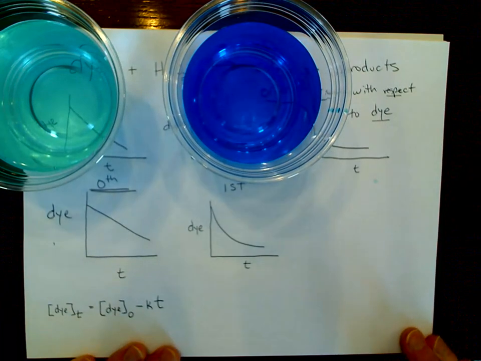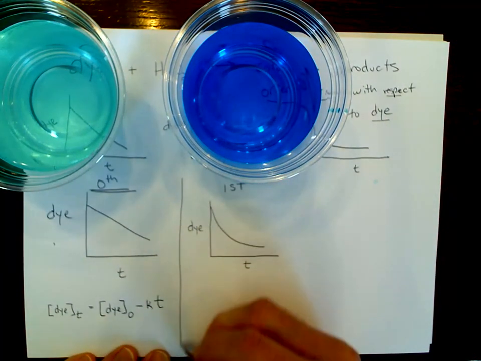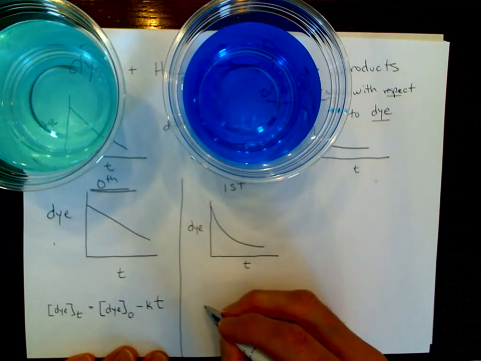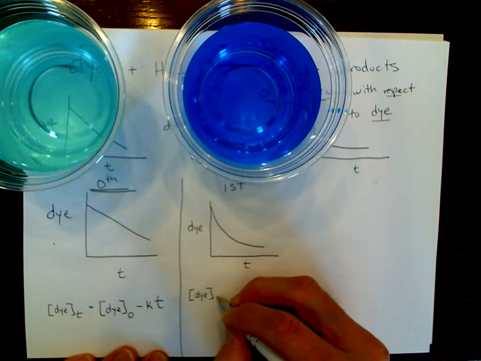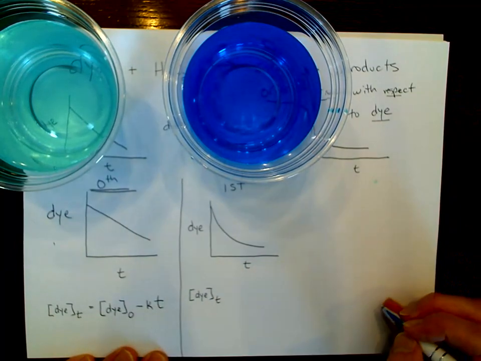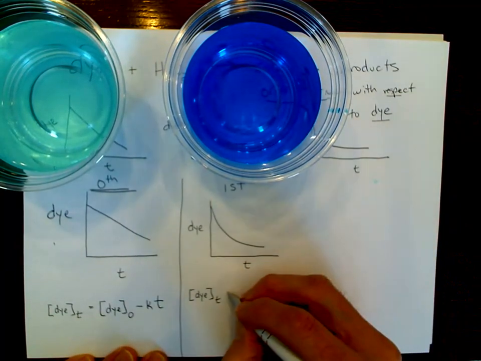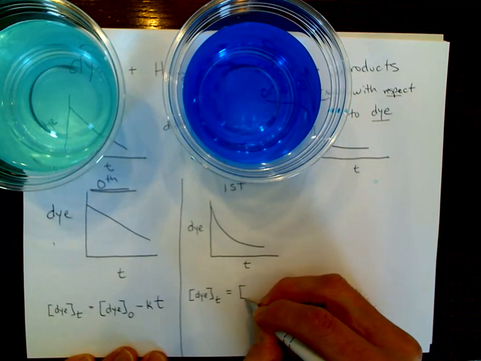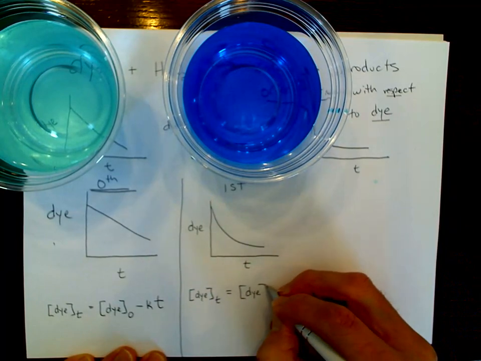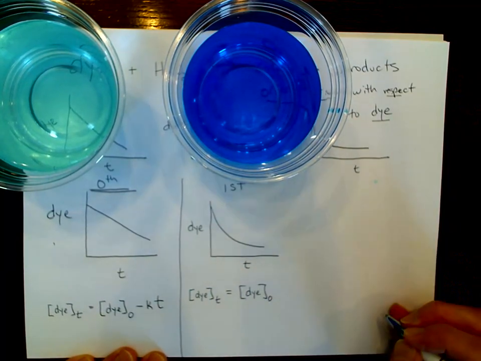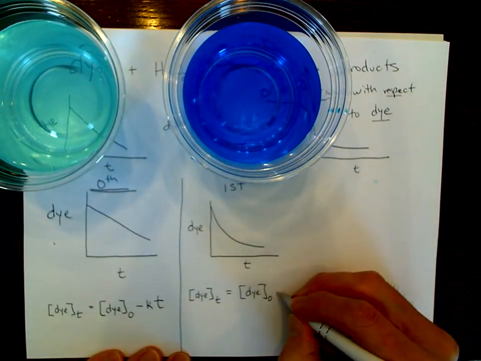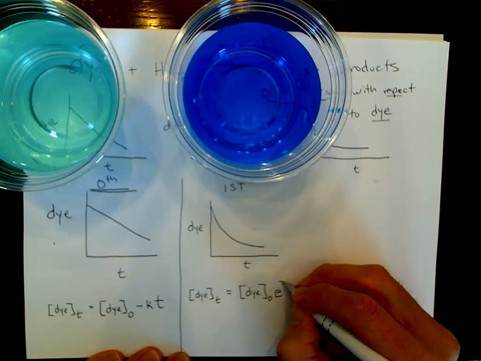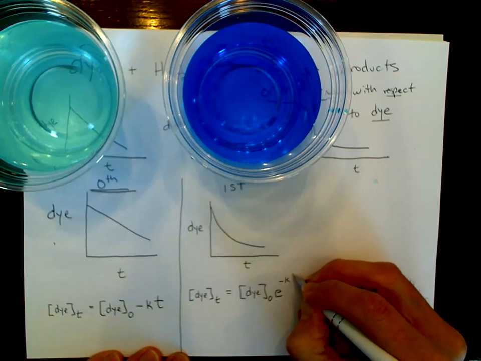If we were monitoring this and it was first order, we would get an equation that looked like this. The concentration of the dye at some time t later on, after we added the drop, after we started the reaction, would be equal to the concentration of the dye initially, so we put a little zero down here to indicate right when I first started the reaction, times this number e to the negative kt.